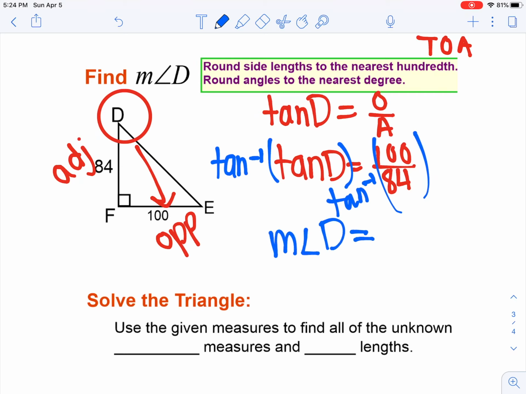So we're going to get the measure of angle D equals, and then this is the part you should be typing in your calculator. Tangent inverse, or inverse tangent, so second tan, and then 100 divided by 84, parentheses, equals, and it looks like we get 49.969, and we are rounding our angles to the nearest degree, so that would be 50 degrees.